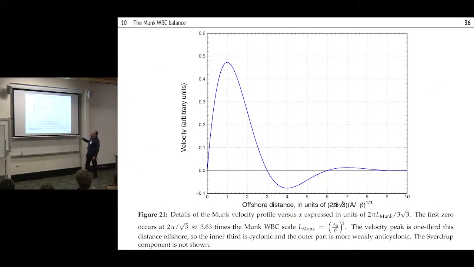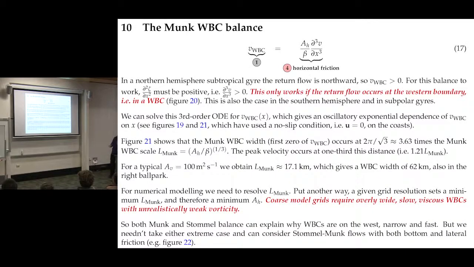It's actually oscillatory offshore and exponentially decaying. And the reason for that profile, that particular shape, you can actually see from here. So just jumping back to the equation, what we've got here is you need to have the third derivative of V with respect to X being positive if you want a northward flow in the northern hemisphere.